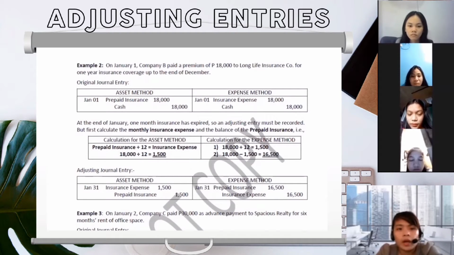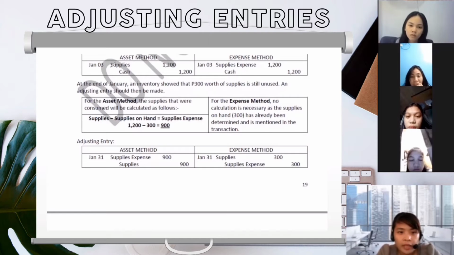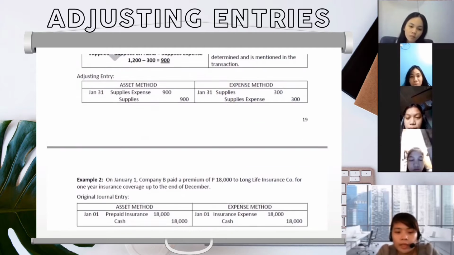On January 1, Company B paid premium of 18,000 to Long Life Insurance Company for 1-year insurance coverage up to the end of December. Right? So kung titignan nyo ang entry niya sa asset method, prepaid insurance, cash, 18,000, and then insurance expense, 18,000, cash, 18,000. Nakita nyo, supplies. Kung naiba ito, tama ba ako, class? All you have to do is to memorize, okay, yung entry natin. Alright? So ngayon, 18,000 daw yung journal entry niya.